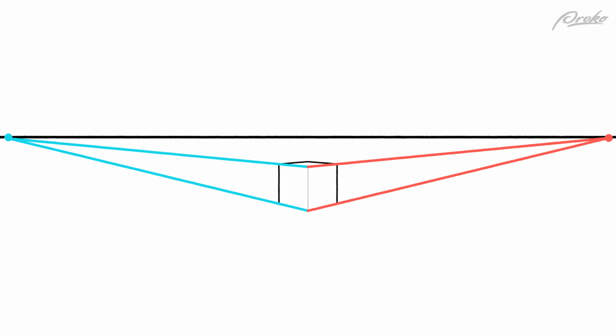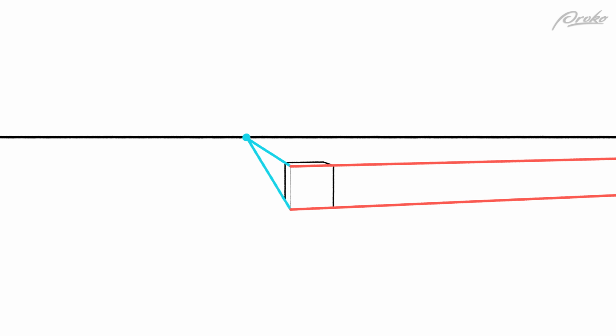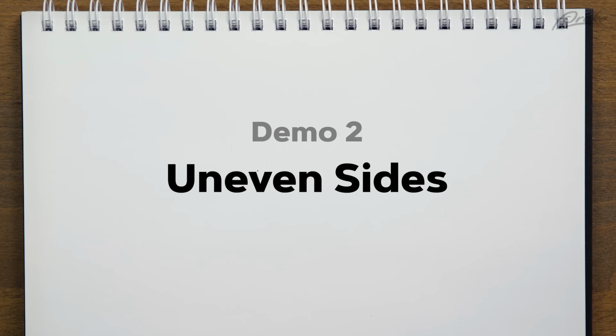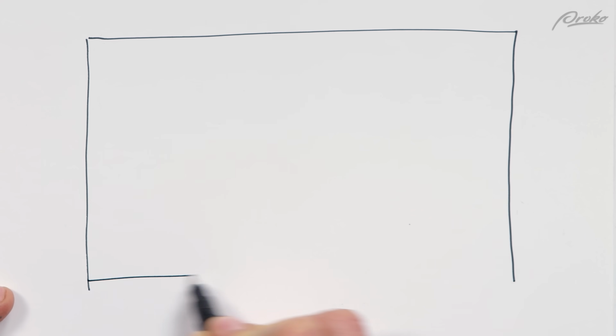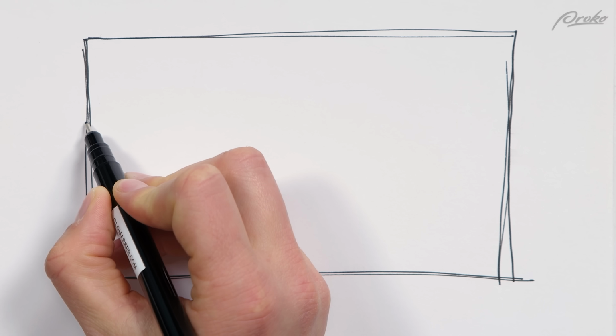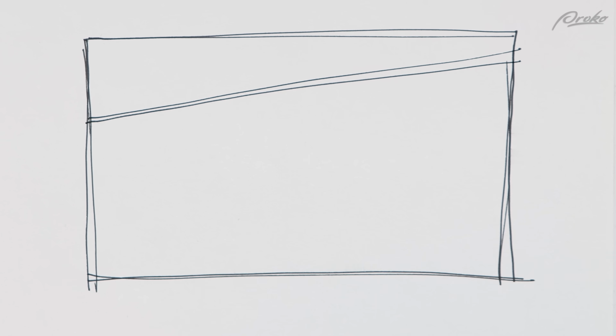Now, what happens when we start rotating this box? What happens to these vanishing points? As we rotate the box, 1 point gets closer to the middle and the other gets farther. All right, let's get another picture plane in there. And this time, just to show you this as an example, I'm gonna make the horizon line a little bit uneven. It's going up, all right?